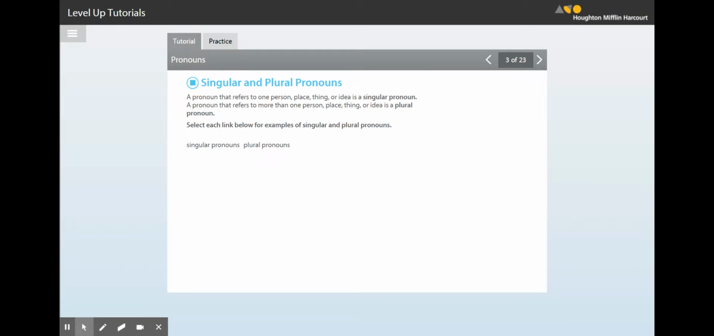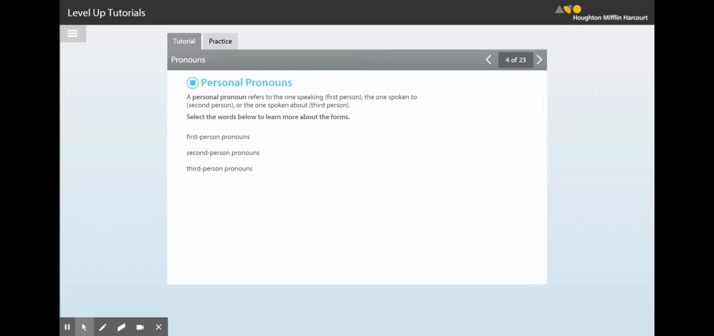Singular and plural pronouns. A pronoun that refers to one person, place, thing, or idea is a singular pronoun. A pronoun that refers to more than one person, place, thing, or idea is a plural pronoun. Let's take a look at some examples. So here you can see the singular pronouns highlighted in blue. He flies a kite with his sister. She always enjoys it. And here you can see the plural pronouns highlighted in blue. They love to fly kites. We see them in the park every day.